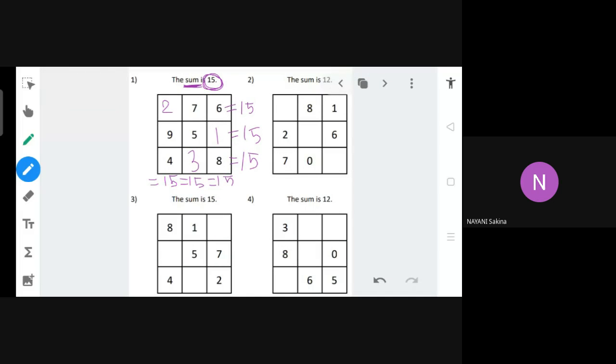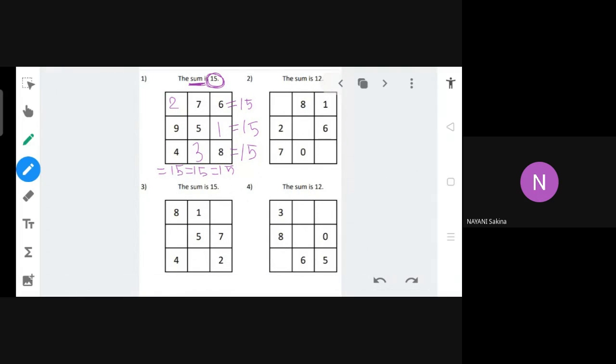Same way here it is given: sum is 12, sum is 12, sum is 15. So you just have to fill these boxes. Okay, just try this today, then tell me whether you got the answer or not. Send me, then tomorrow I will show you the answer and you can match it. Take the screenshot if you want, otherwise at last also I will show and explain again.